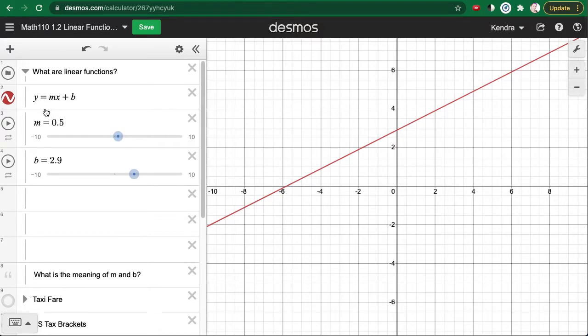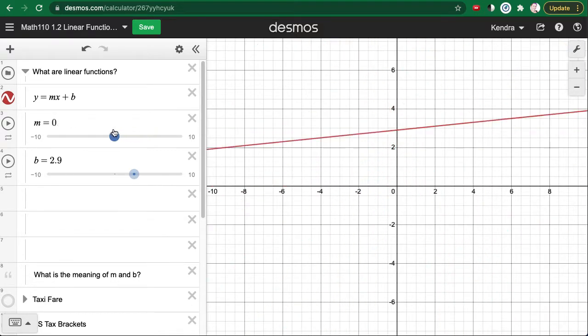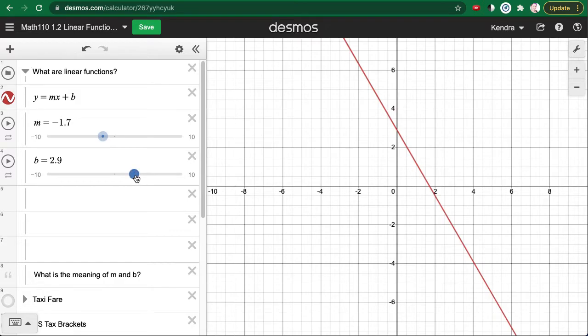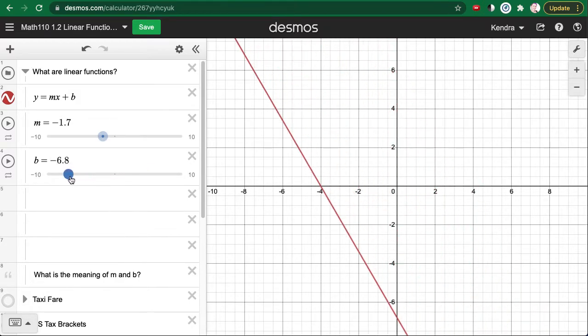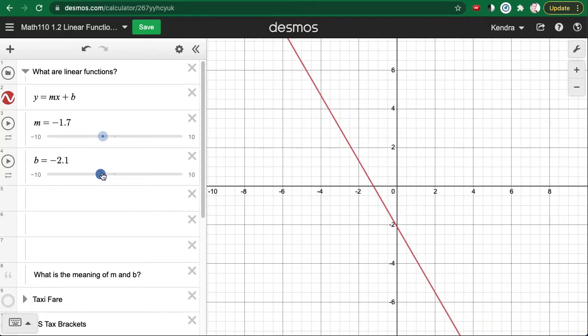Okay, so many people are going to say m is the slope, and that changes the tilt of the line. And b is the y-intercept, and that changes where the line crosses the y-axis. Now, this is all fine for talking about the characteristics of the graph of this function, but really we want to talk about the meaning of the function itself. And for that, I want to talk about the characteristics of what the function might be representing. So I want to be looking at math as modeling real world data.